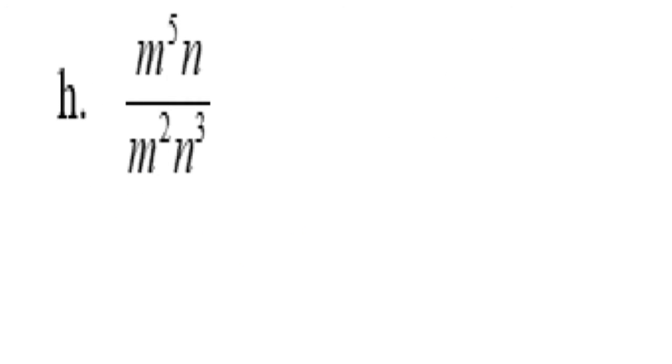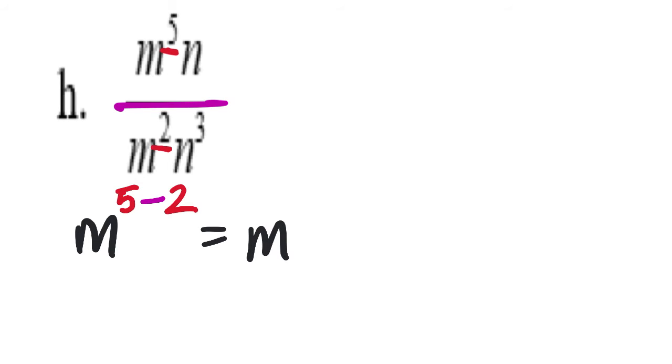All right, in part H, two different bases. We got base m. In the numerator, we have exponent of 5. In the denominator, exponent of 2. And yes, we are dividing, so we're going to subtract now those exponents, which would end up being m to the power of 5 minus 2, which is 3. So right off the bat, I get m to the power of 3, and I've kind of offset that a little bit higher so that if we need a denominator, we can keep it higher for the numerator.